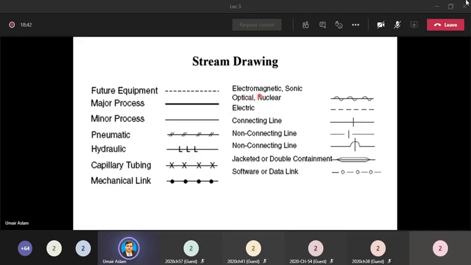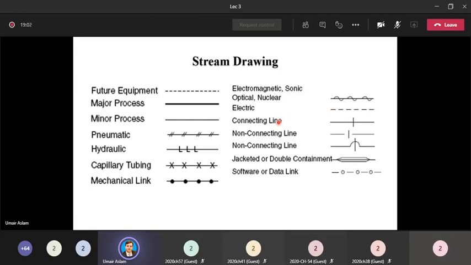So if you have electromagnetic sounding, optical, and nuclear streams, they are represented by this sinusoidal stream drawing. If we have electric lines, electric wiring, they are represented by this large dashed string line.